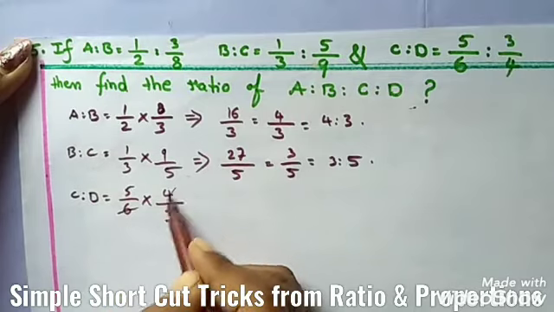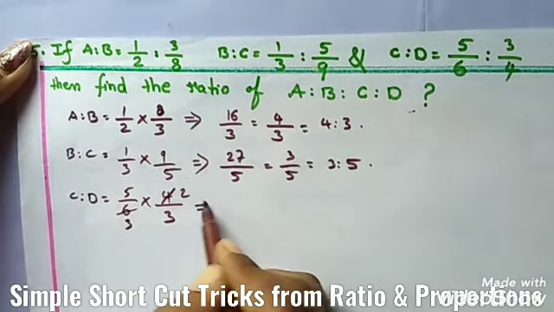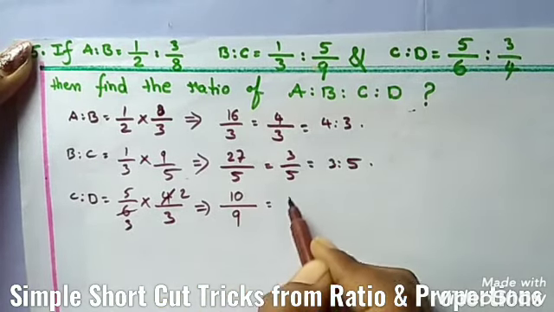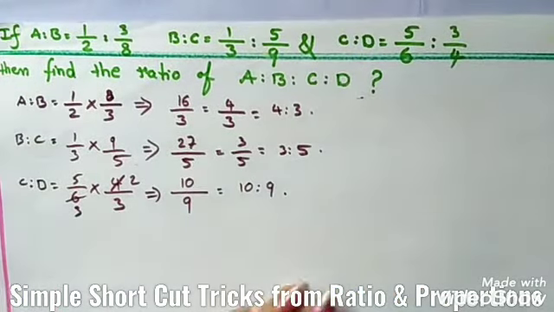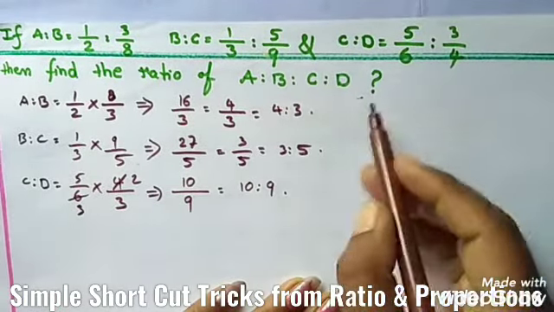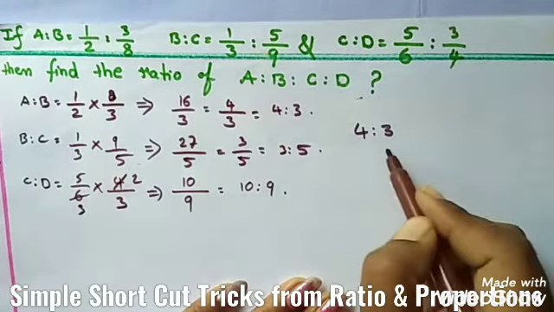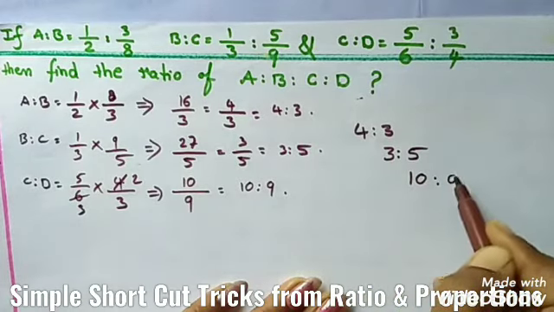Now C is to D is equal to 5 by 6 into 4 by 3. Here this should be cancelled, 3 times and 2 times. Here 5 2's 10 by 3 3's 9. So 10 is to 9. Now 3 ratios we got here. Now these 3 ratios we should write like this: 4 is to 3, 3 is to 5, 10 is to 9.